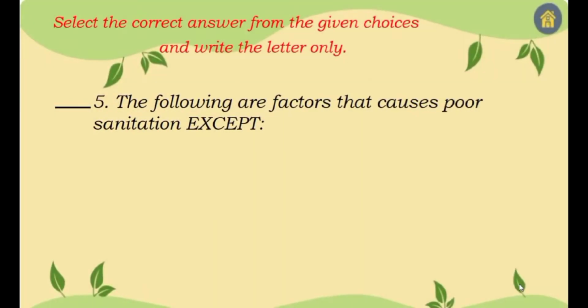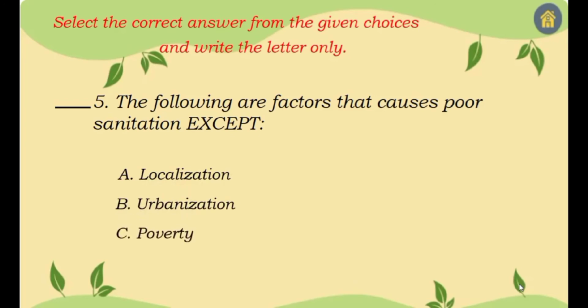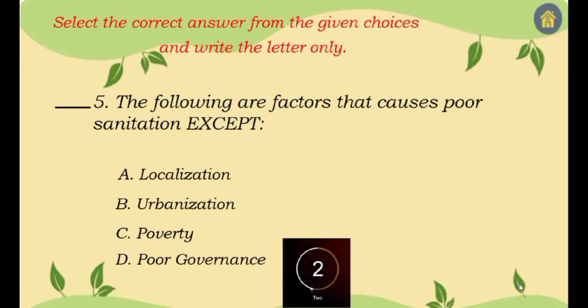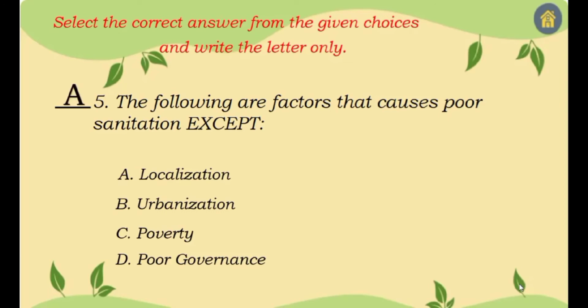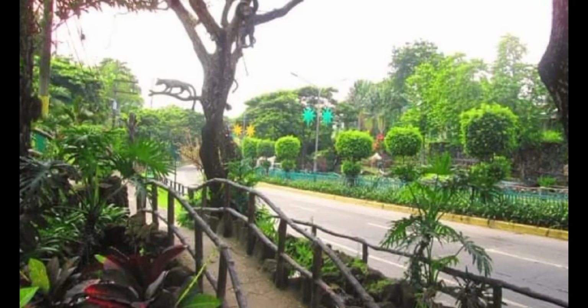Number 5. The following are factors that cause poor sanitation, except letter A. Localization. Letter B. Urbanization. Letter C. Poverty. Letter D. Poor governance. And the correct answer is letter A. Localization. Did you get all the correct answers?